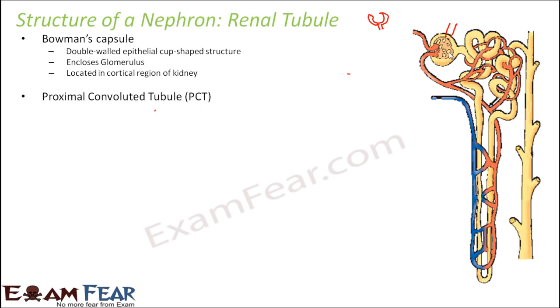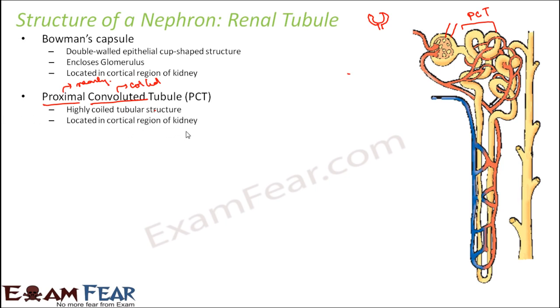Next is the PCT, proximal convoluted tubule. Convoluted means coiled. Proximal means nearby. So this is a coiled tubule which is located nearby to the glomerulus. So this portion is the proximal convoluted tubule. This part is PCT. It is a highly coiled tubular structure. You can just look at the picture how coiled this is. It is located in the cortical region of the kidney. So this portion is also present in the cortex.